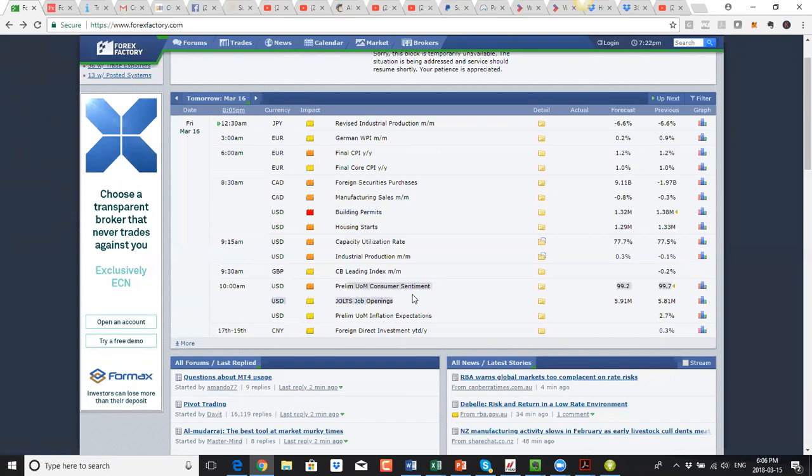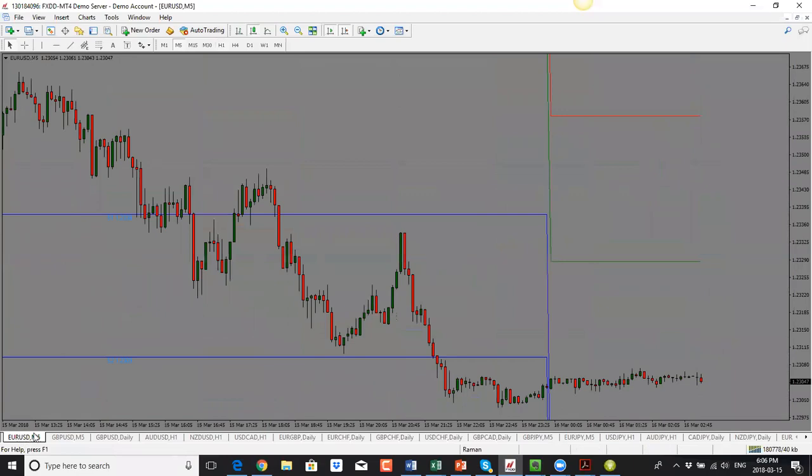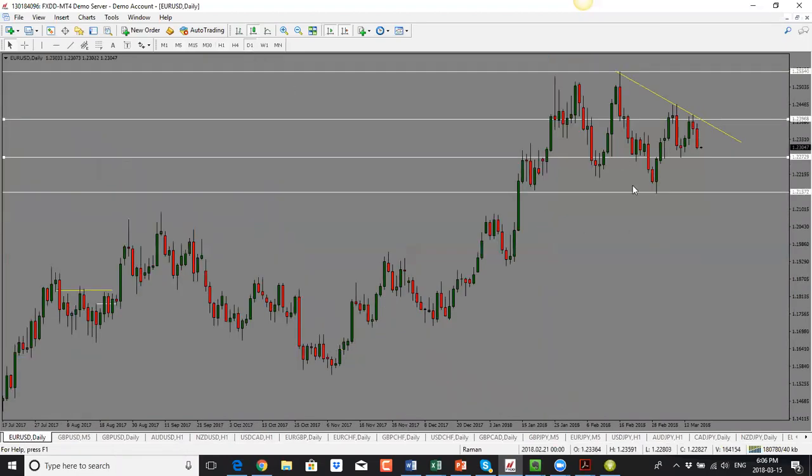We do have a consumer sentiment number, which normally has an impact on the US dollar as well, but not a ton of red news, so mild in terms of that. So let's go on to our charts here. We'll start with Euro US dollar.